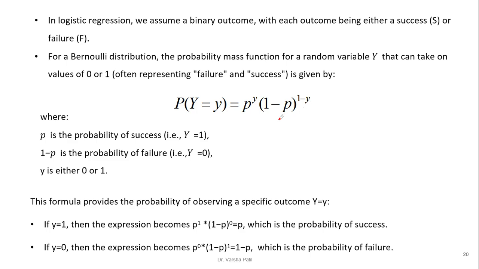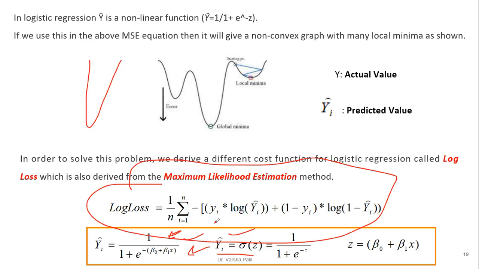The same formula we are using for the log loss. This formula provides the probability of observing a specific outcome. If y equals 1, then it becomes p, which is the probability of success, and when y equals 0, the answer becomes 1 minus p, which is the probability of failure. So we use the same formula to derive the log loss function.